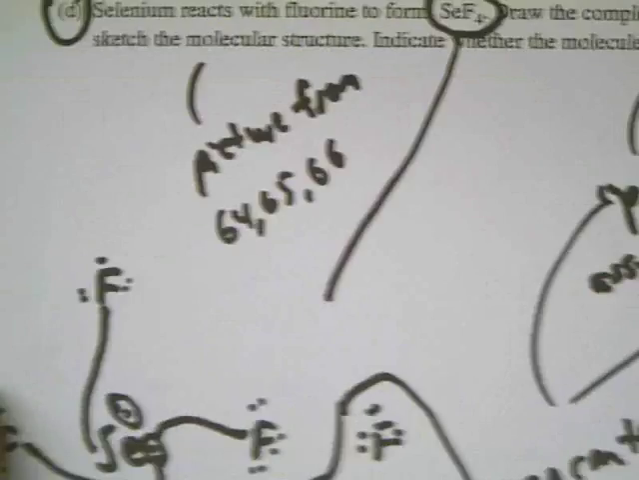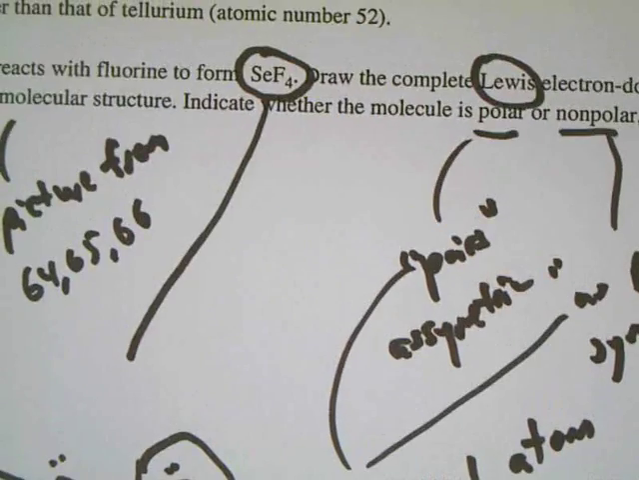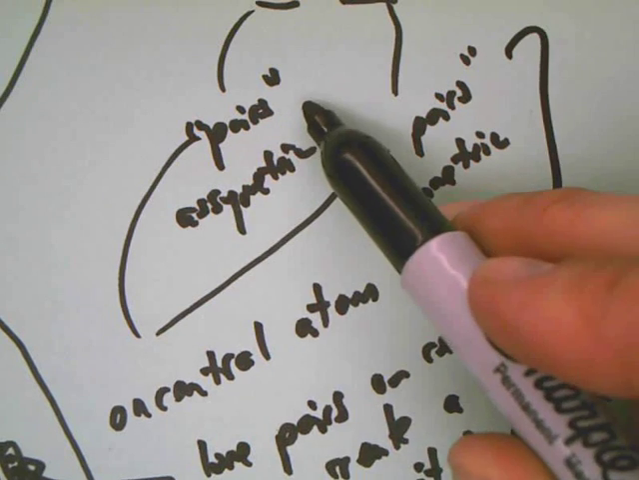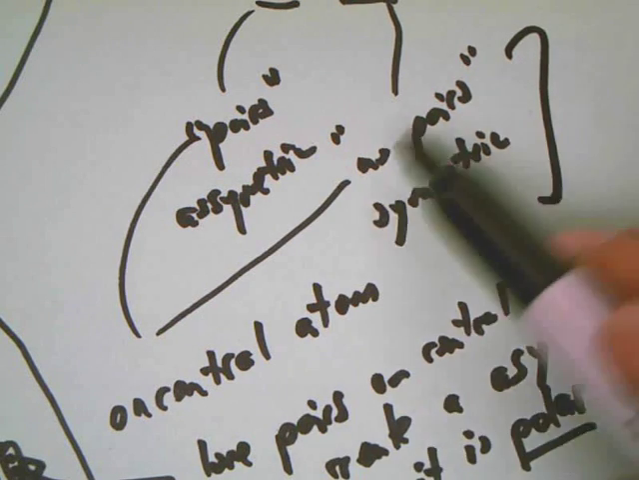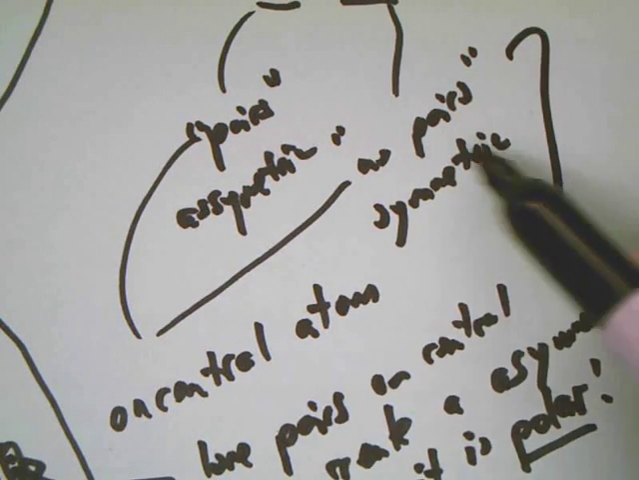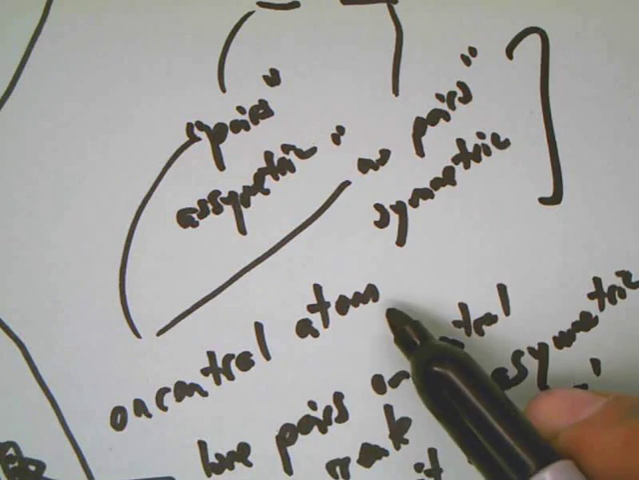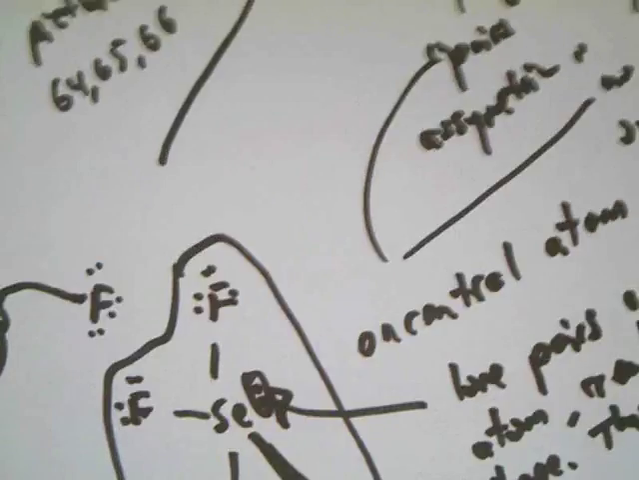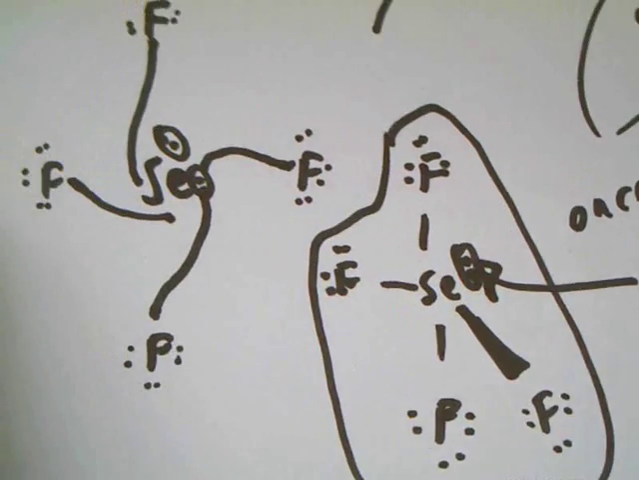We looked at it. They gave us SeF4. They asked us to draw the Lewis structure, and they asked us to sketch the molecular shape. Then they asked us to indicate whether it was polar or nonpolar. So we made some predictions first, and those predictions can be seen right here. We said that if there are pairs, it's asymmetric, and we said if there are no pairs, it's symmetric. Pairs refer to the central atom. We know that pairs would mean that it's polar, no pairs would mean that it's nonpolar.